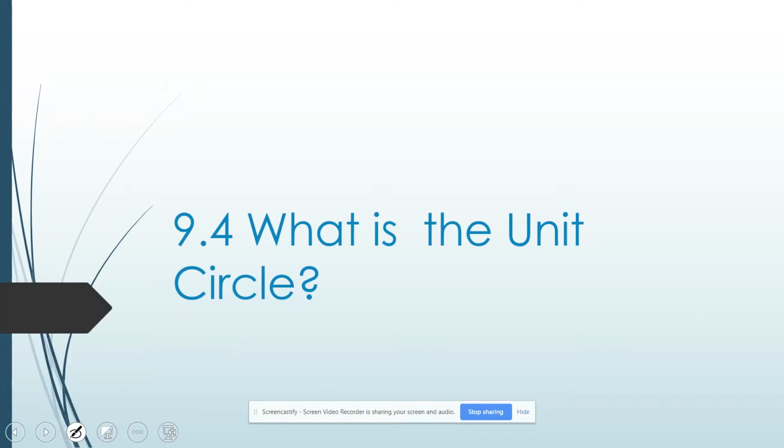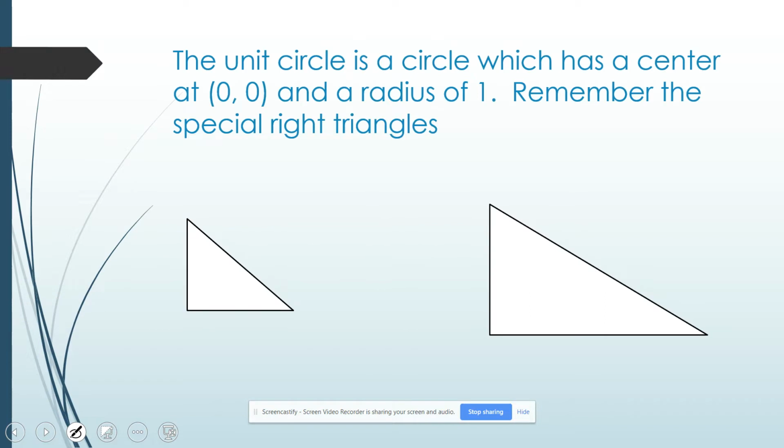We started our talk on the unit circle when we were working on our plates during class. Looking at the unit circle, it's called the unit circle because it has a center at (0, 0) and a radius of 1. We're going to use the unit circle along with our two special right triangles: our 45-45-90 degree triangle, and then our 30-60-90 triangle.